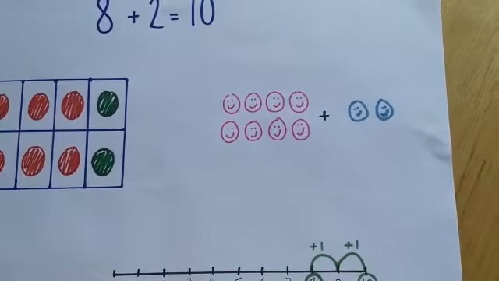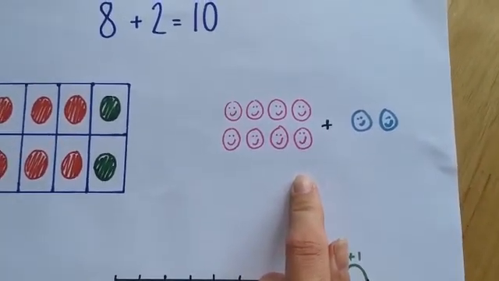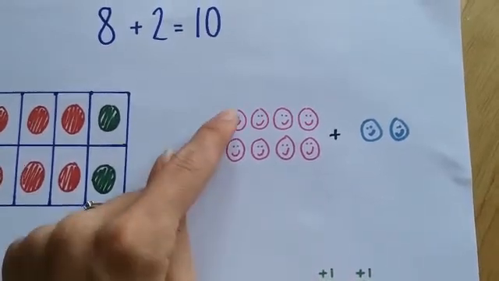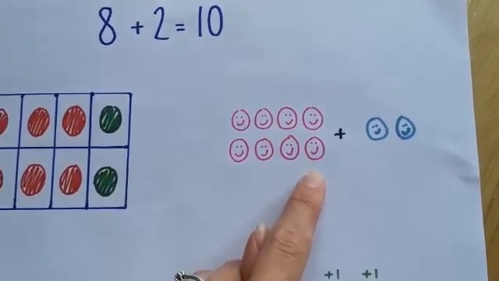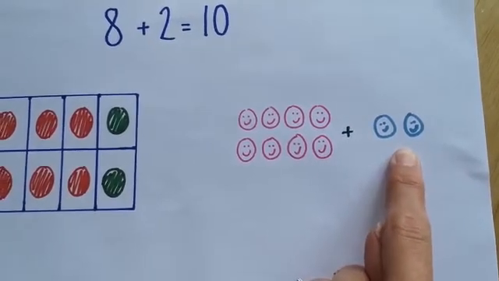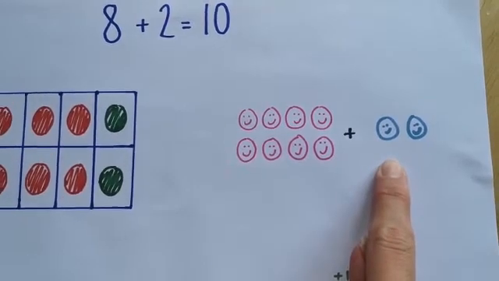My next representation is using pictures. So I've chosen to draw smiley faces, but you could draw anything you like. And I've got 2, 4, 6, 8 pink smiley faces and 2 blue ones. And we know that when we add 8 and 2 together, that makes 10.